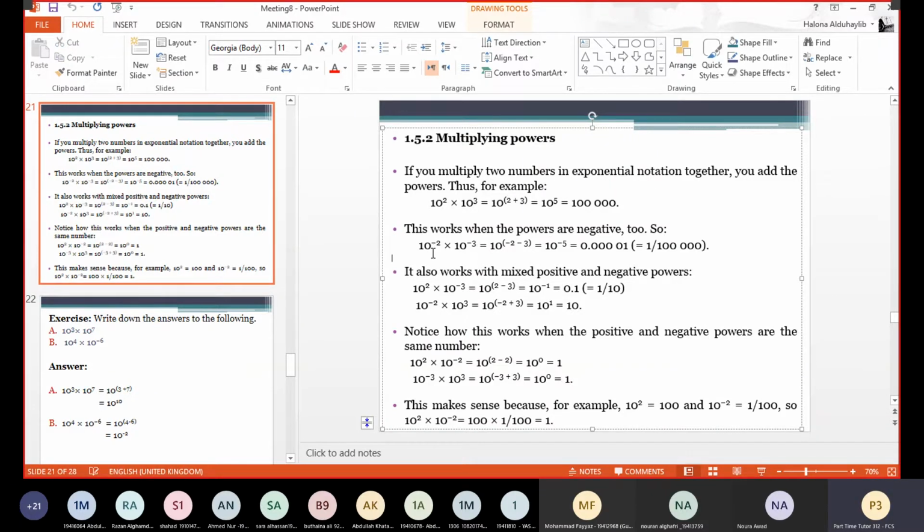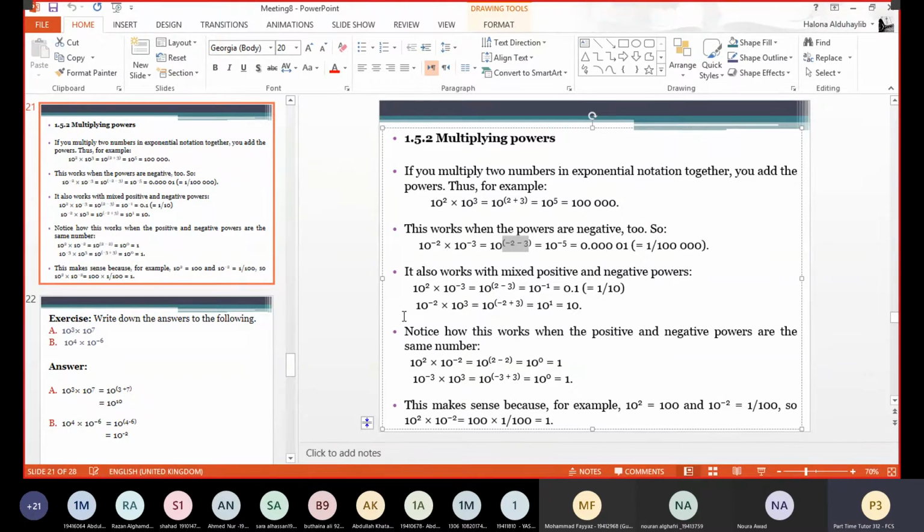The same idea, if the power was negative, you will add them together, but the sign will be negative. So the base is 10, and the power here is -2, the power here is -3, so we will add them together, -2 plus -3, both of them are negative. This will give me -5. So the result will be 10 power minus 5. 10 power minus 5 is equal to 1 divided by 1 followed by 5 zeros, and this is equal to 1 out of 100,000.